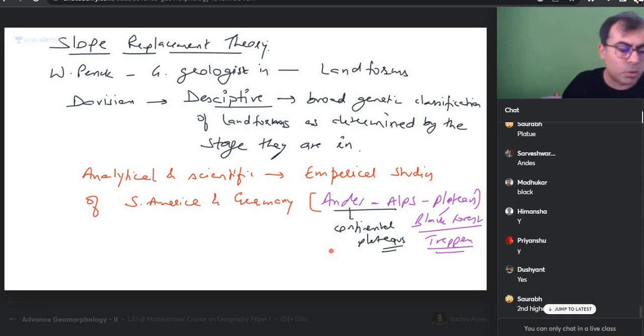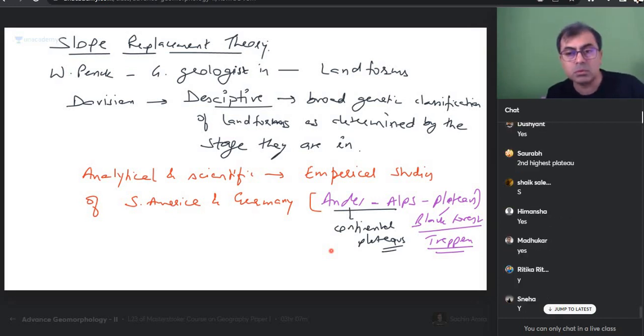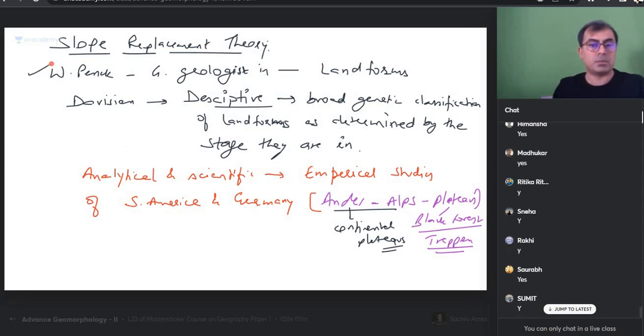So can I say he has access to more types of landform? He is looking into more processes also. Can I say he's looking into more processes also? So processes भी देखता है, सब कुछ देखता है. So that is what Walter Penck and Davis are all about. Is everyone with me on this? Okay.